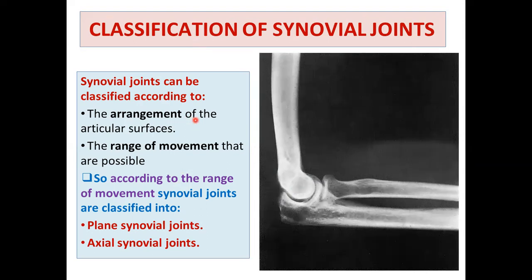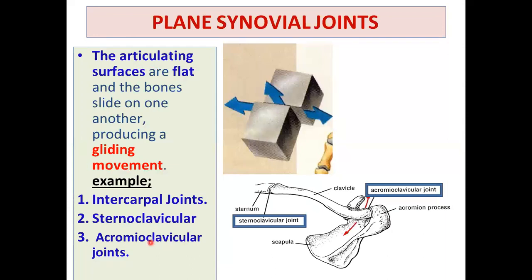The classification of synovial joints: synovial joints can be classified according to the arrangement of the articular surface and the range of movement that is possible. According to the range of movement, synovial joints are classified into plane synovial joints and axial synovial joints. In plane synovial joints, the articulating surfaces are flat and the bones slide on one another, producing a gliding movement. An example is the intercarpal joint between two carpal bones.